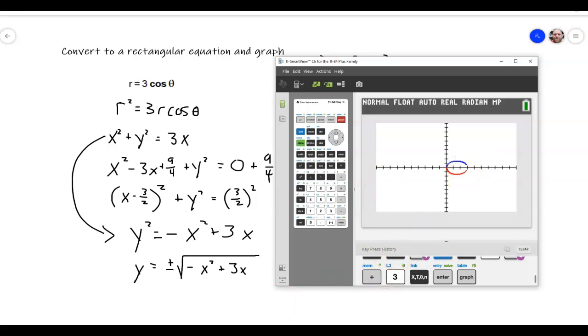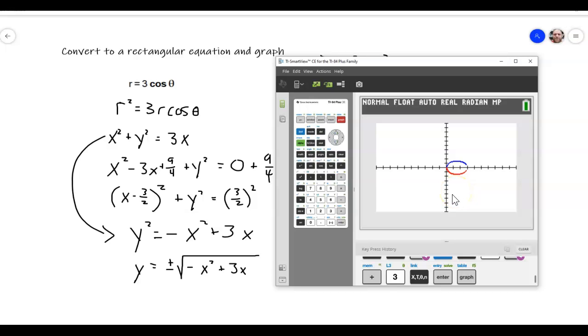Now the reason that I can't do it all in one equation is because it only allows me to graph functions in the xy world. And a function has to pass the vertical line test, and a circle does not pass the vertical line test. But half circles do. So I can do two half circles in order to make the full circle.